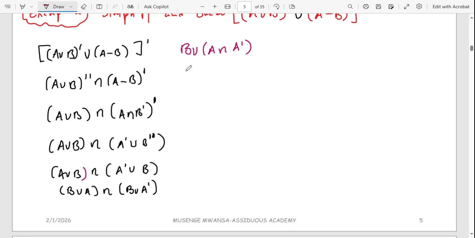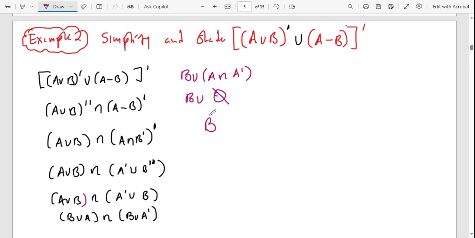So from here, this is going to be B union A intersection A complement. Remember what I told you? What is A intersection A complement? Anyone? A intersection A complement? Excellent. Empty set. And what is the set B union an empty set? It's B. Very good. Okay. So this is it. We have simplified the set. That's the final answer. Okay.